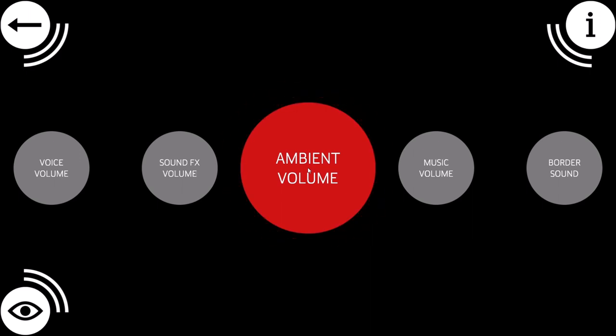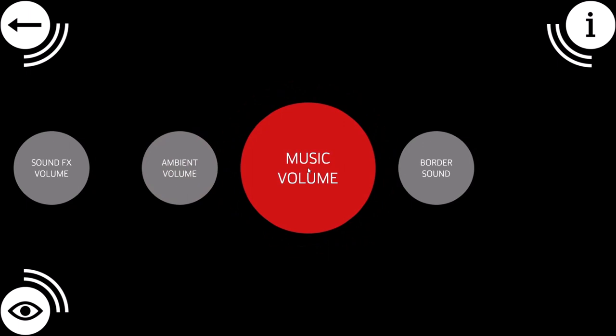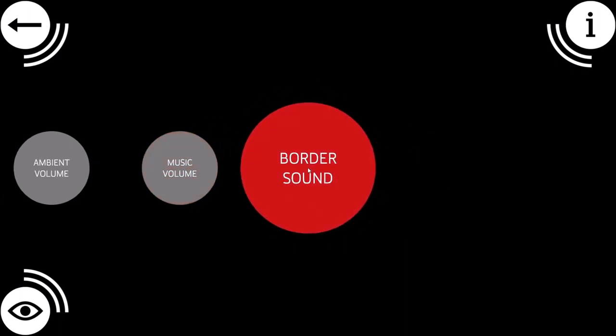6. Okay, so I'm just doing this 7. 6. Music volume. I'm at seven. 4. 5. I'm just using 5 because I don't want to listen to music. Okay, border sound.